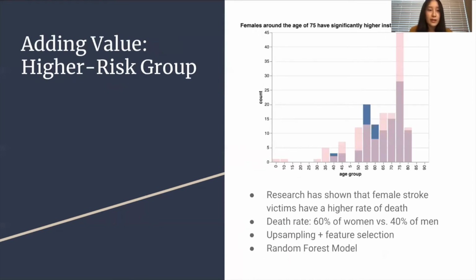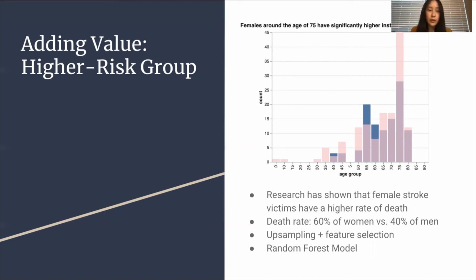So now we're thinking, how can we add values to this project, given that many scholars have used this dataset in their research? We noticed during data exploration that female patients around the age of 75 have especially high number of stroke instances. Existing research has shown that female stroke victims have a higher rate of death. 60% of women died from stroke compared to 40% of men.